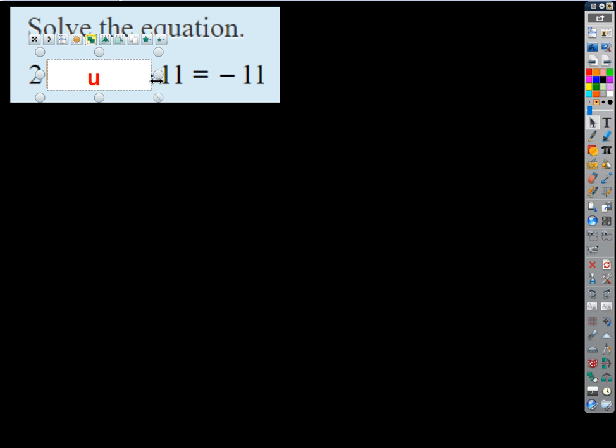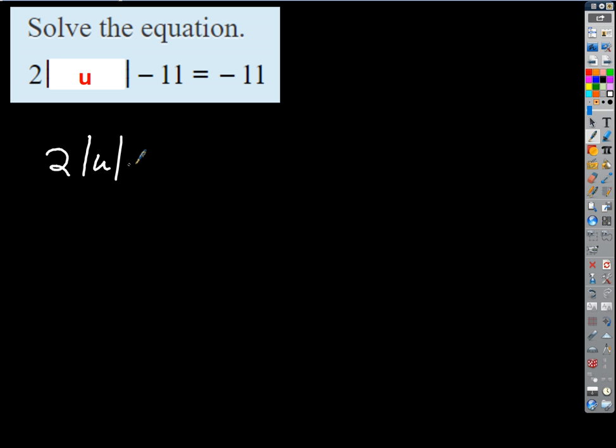Okay, so same as before, right? We're not going to even worry about what u is yet. Eventually we'll find out, but for now we don't even care. We've got to isolate the absolute value of u, right? So I'm going to add 11 to both sides, and I'm going to get 2 times the absolute value of u equals 0. If I divide by 2, I get 0. 0 divided by 2 is 0. So I get the absolute value of u equals 0.